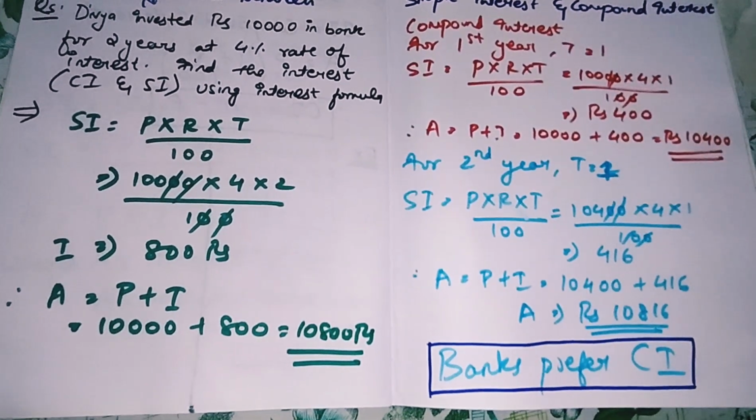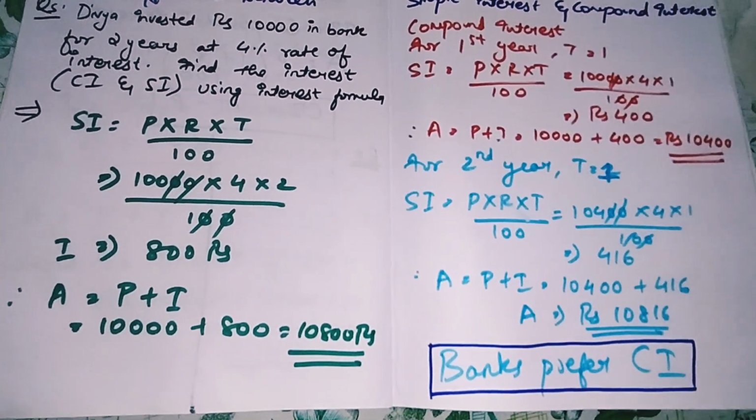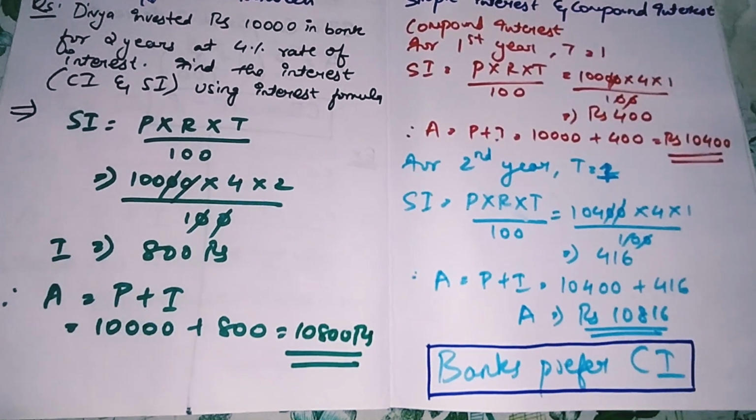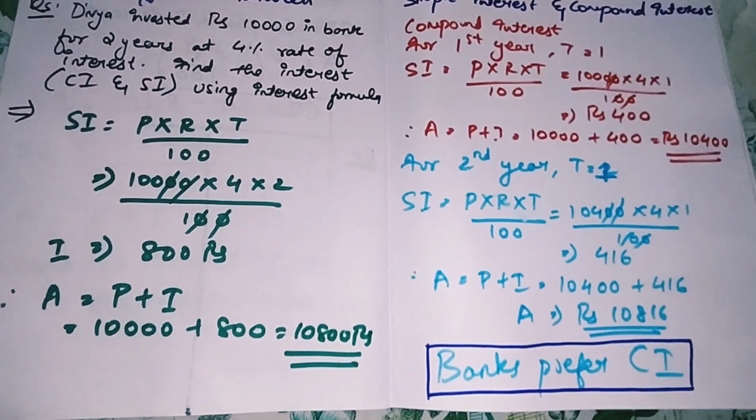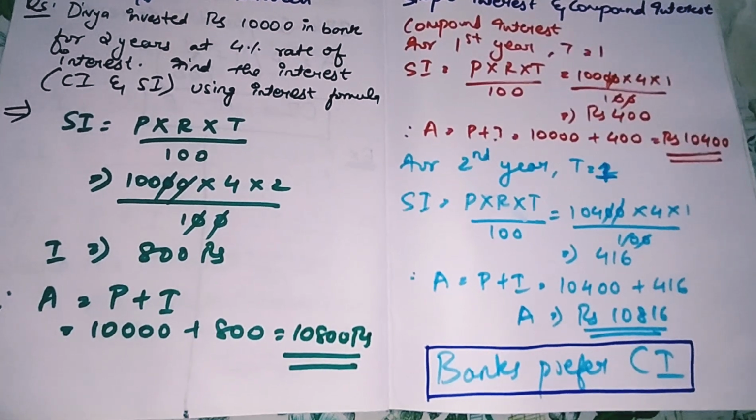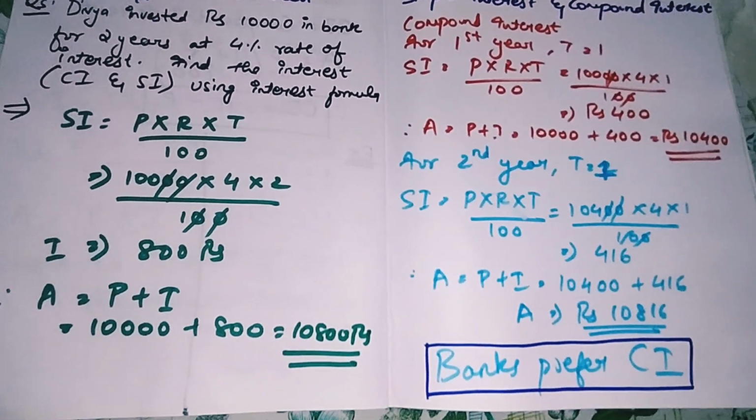So what will happen here? P is equal to 10,400, R is equal to 4%, T is equal to 1, so we are getting simple interest as 416. Now I'll calculate the amount, P plus I. Now P is my 10,400 plus I is 416, which gives 10,816.